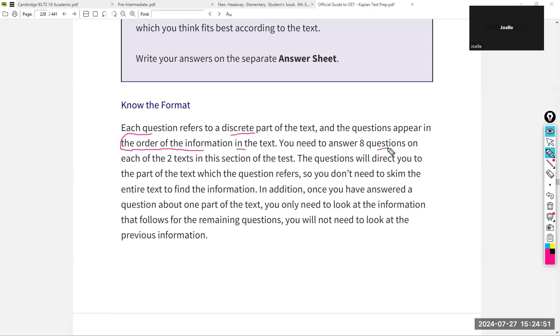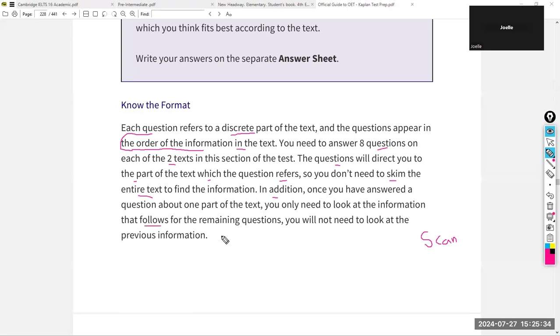Absolutely, you need to answer 8 questions on each of the 2 texts. The questions will direct you to the part of the text which the question refers to, so you don't need to skim the entire text. Here you have to scan. When I say scan, absolutely you have to check for specific information. You are not going to check the main ideas about the passages. In addition to that, once you have answered a question about one part of the text, you only need to look at the information that follows.